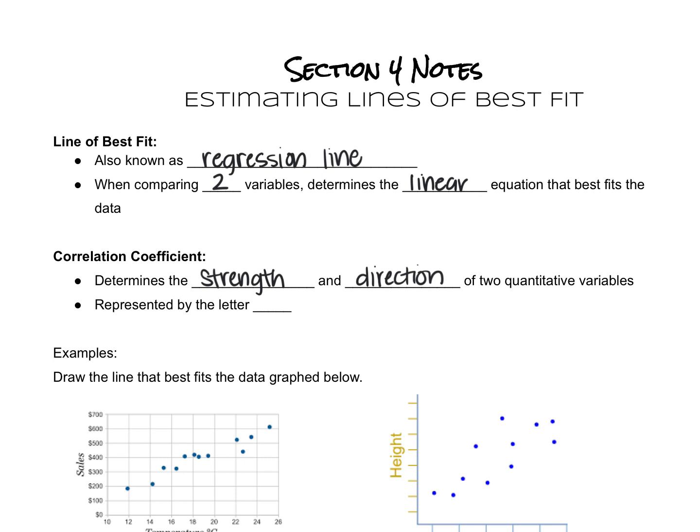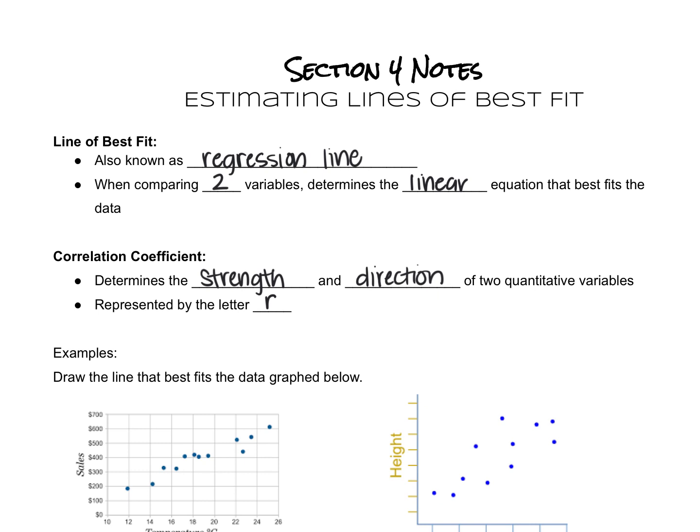And it can tell you whether it's a positive or a negative relationship. It's represented by the letter R. There is a mathematical formula to calculate R. We're not going to talk about it. We're also not going to talk about how to calculate it mathematically. We're only going to use the calculator to do it for us.